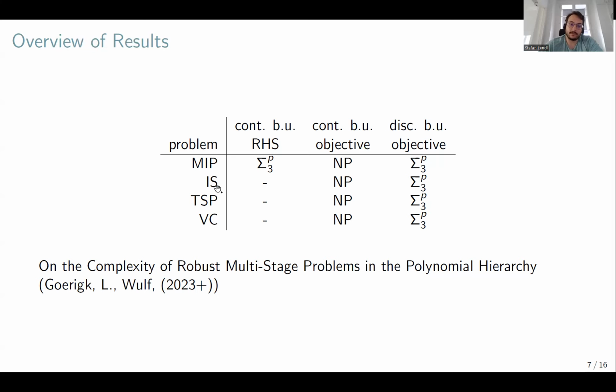Then we also looked at very specific problems, just with uncertainty in the objective, namely independent sets, the TSP problem and the vertex cover problem. And there, again, depending on the uncertainty, of course, this NP in NP result translates. And we get also for these very specific problems the hardness if you have discrete budget and uncertainty in the objective. So are there any questions at this point with regards to the methods or the setting?